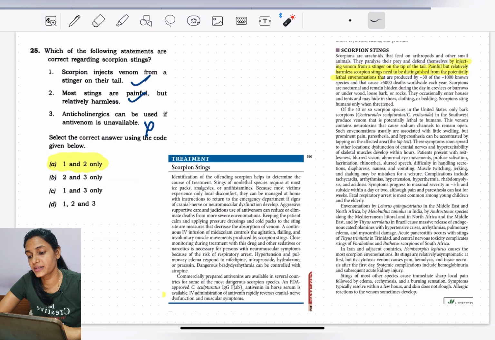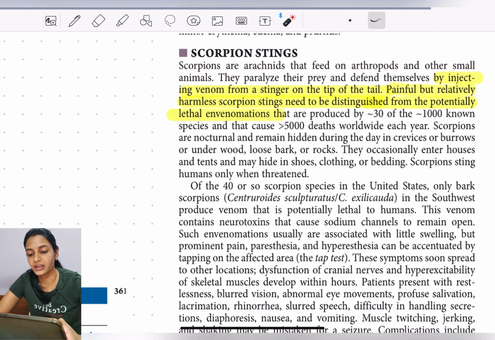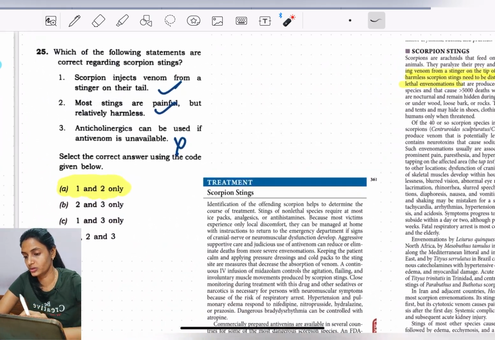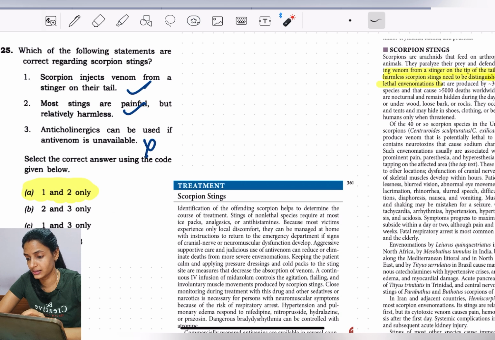Which of the following statements are correct regarding scorpion stings? By injecting venom from a stinger on the tip of the tail, they protect themselves from the prey. It is painful but relatively harmless; a scorpion sting needs to be distinguished from the potentially lethal ones. So they are asking which of the following are correct. They inject through a stinger on the tail, that's true. Most stings are painful, that's true. Anticholinergic can be used if antivenom is unavailable, that's wrong. We have to give them antivenom. So the answer for this is 1 and 2.